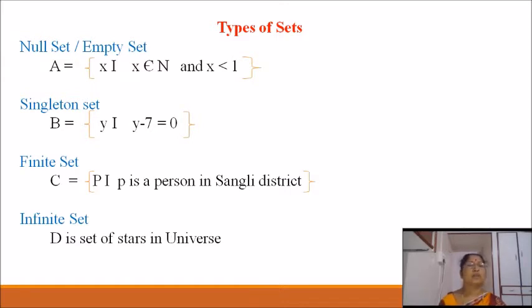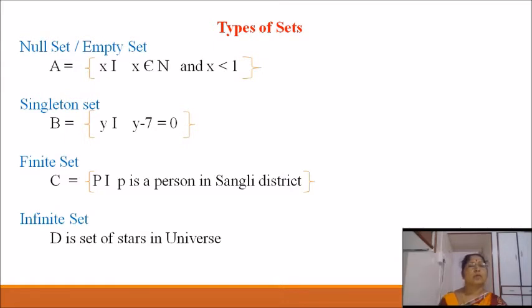Now let us discuss the types of sets. There are four types of sets. The first one is the null set or empty set. If there is no element in the set, then that set is called an empty set. For example, A equal to the set of all x such that x belongs to natural numbers and x is strictly smaller than 1. Here we know that there is no natural number smaller than 1. Therefore, there is no element in set A. Therefore, set A is the empty set.